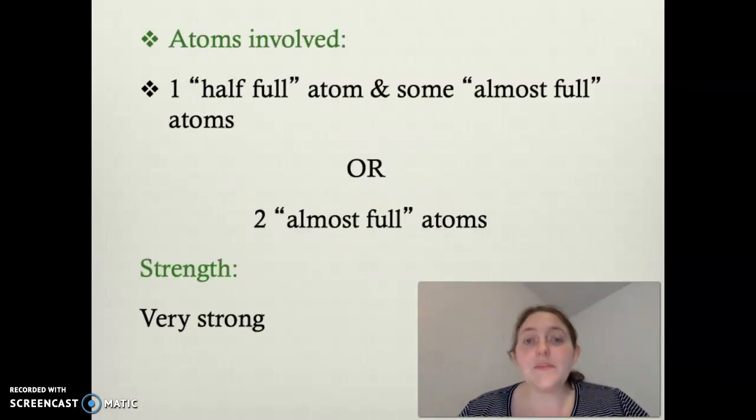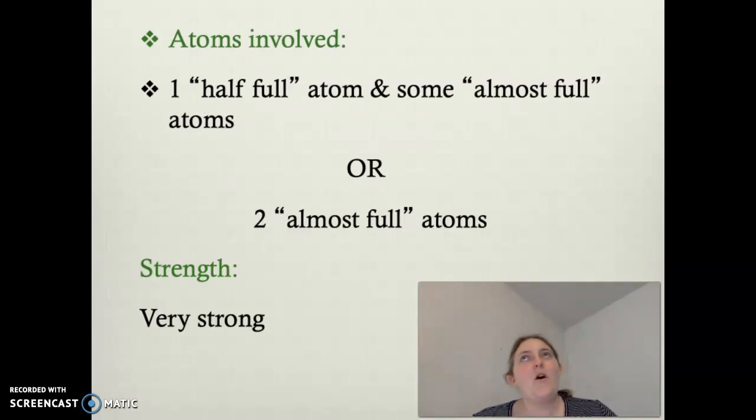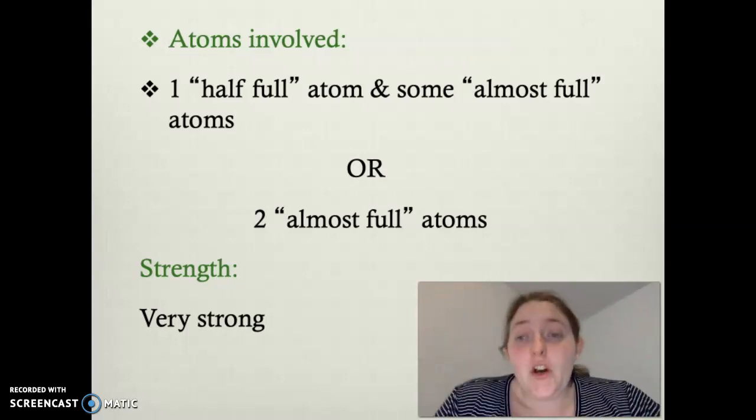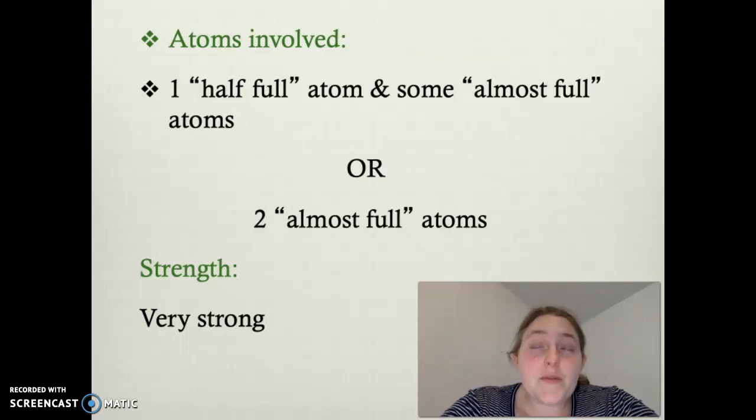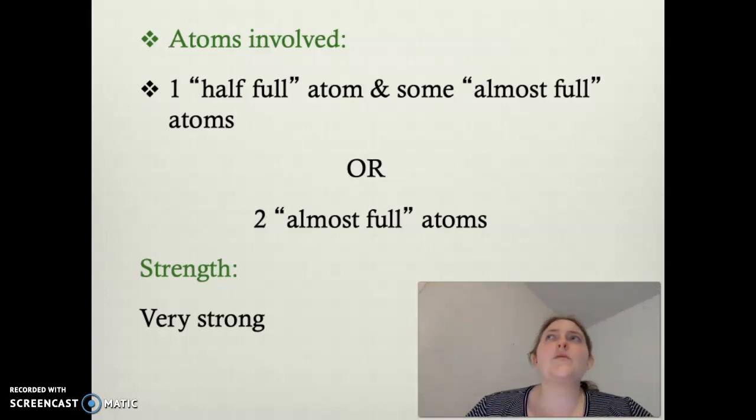Now, atoms that can be involved in this, you're either going to have something like carbon that's half full and some almost full atoms that are willing to share with carbon, or 2 almost full atoms like the fluorine. This, because of the sharing, creates a very strong bond. This is the strongest bond we're going to be talking about in this class. And I want you to remember this because I'm going to bring it up second semester. It's going to keep coming back. This is what holds a lot of the components of your molecules together, keeps the backbone of your DNA from falling apart. It's an incredibly strong bond.